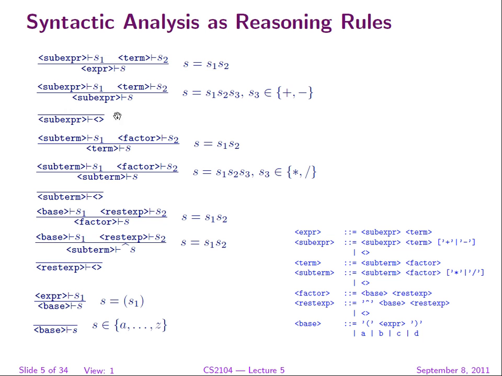And every production rule will have a corresponding reasoning rule. Same here. If sub-expression generates S1, and if term generates S2, then sub-expression must be able to generate S, where S is the concatenation of S1, S2, and S3, where S3 is either plus or minus. And you see that here we have a string coming from sub-expression, another string coming from term, and either the symbol plus or the symbol minus. So these are reasoning rules that model the process of syntax analysis. And we have one reasoning rule for every production of the grammar. Is this clear?